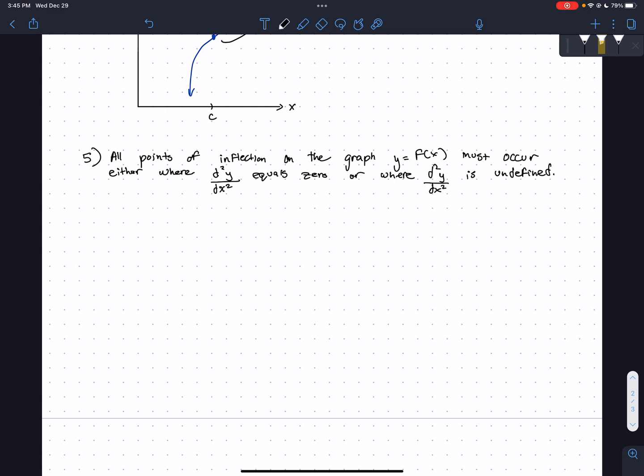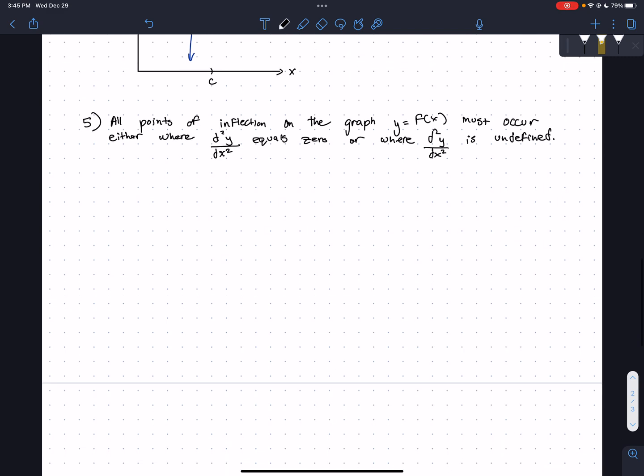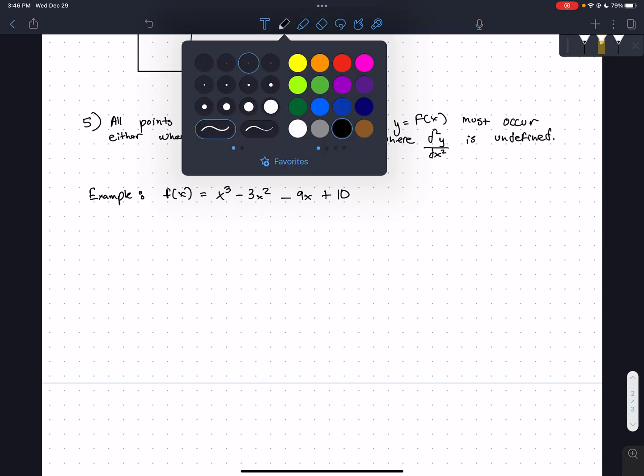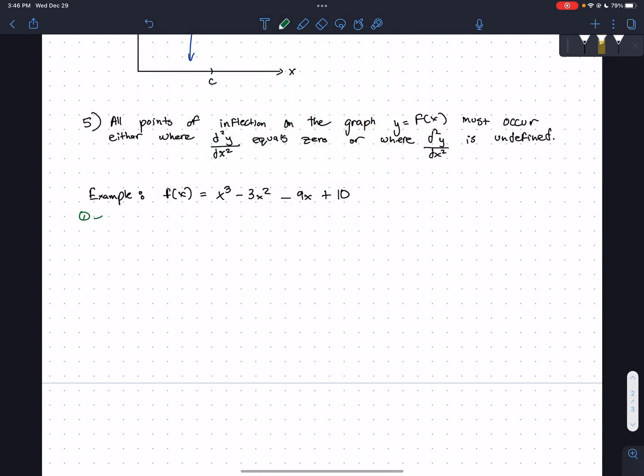So let's do an example. Let's say you're given a cubic function, f of x equals x cubed minus 3x squared minus 9x plus 10. So first, you need to take the first derivative to find your critical points, right? Oh my god, this is really bad handwriting, sorry.